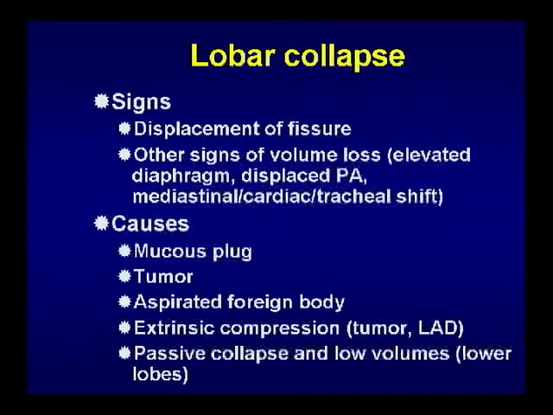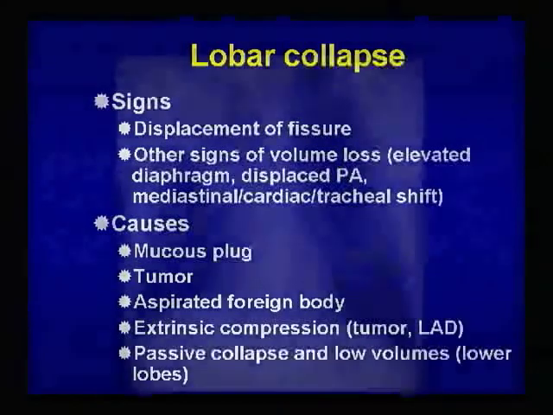Some very brief things about lobar collapse, which you're probably mostly familiar with. Most important sign: displacement of fissures. You can see other signs of volume loss, which are supportive, particularly in a case like this, but the fissure is the most important sign. Some of the most common causes: mucus plug and tumor, number 1 and 2. Then there are some other things, like in the lower lobes, aspirated foreign body, extrinsic compression. Sometimes you get these sort of nasty calcified nodes from old fungal disease that compress the bronchus from the outside. And then obviously in the lower lobes, it's a much more non-specific finding because there are all these passive causes of atelectasis. What sign is this?